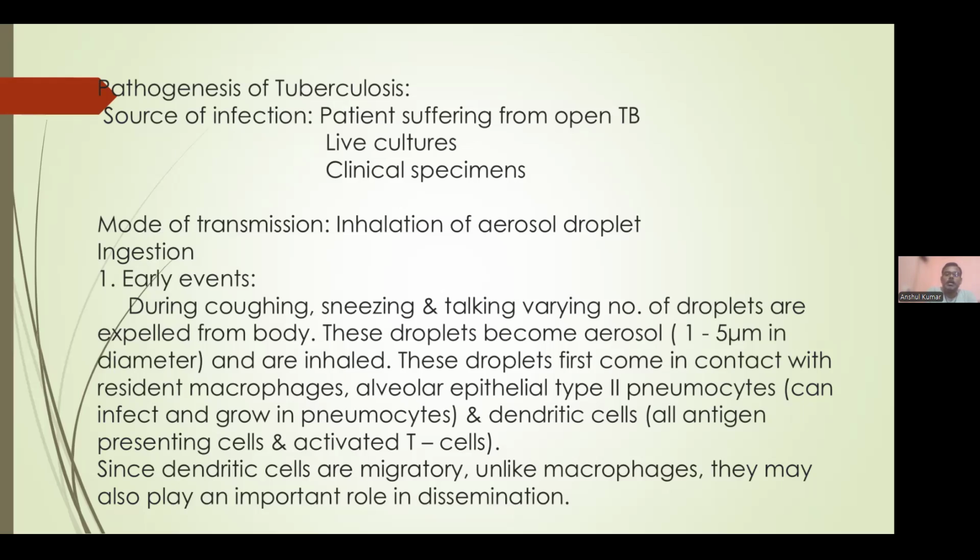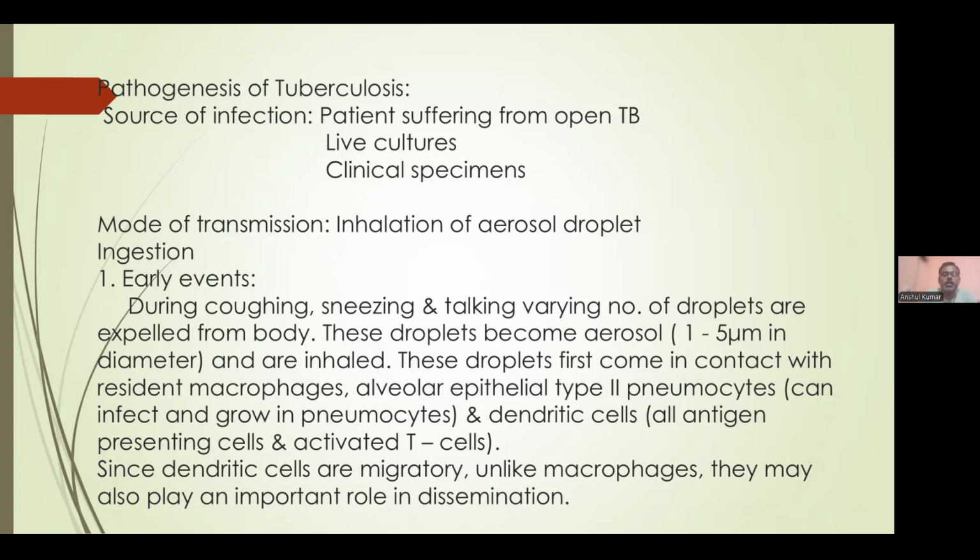What are the early events? During coughing, sneezing, and talking, a varying number of droplets are expelled from the body. These droplets become aerosols, which are 1 to 5 microns in diameter and are inhaled. These aerosols first come in contact with resident macrophages, alveolar epithelial type 2 pneumocytes.